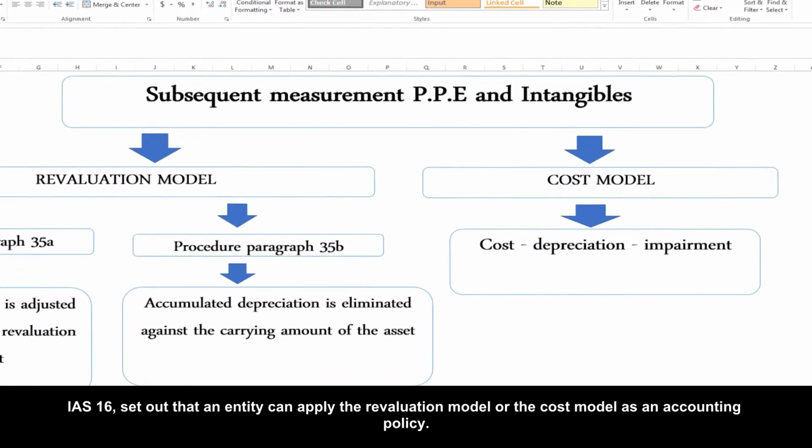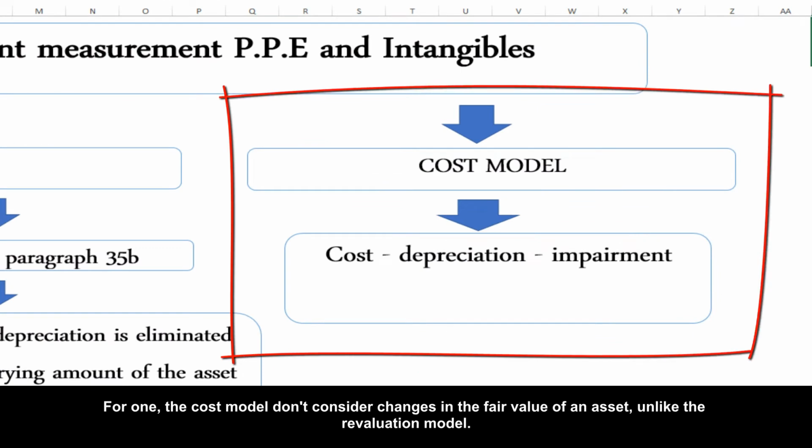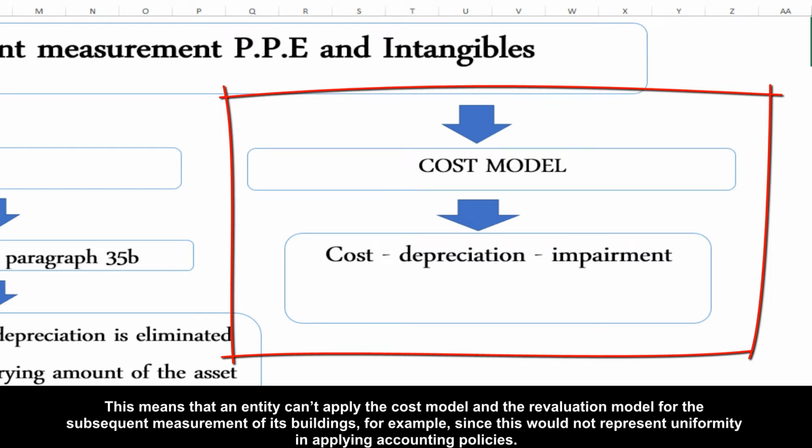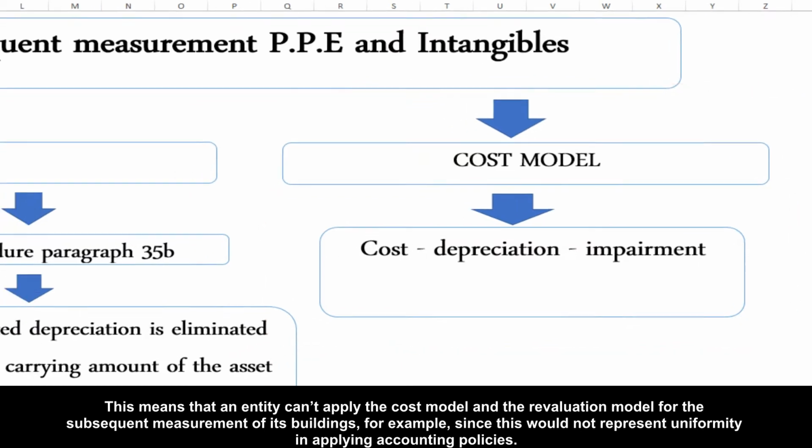policy. For one, the cost model doesn't consider changes in the fair value of an asset, unlike the revaluation model. It is important to say that the use of each model must be carried out respecting the class of assets. This means that an entity can't apply the cost model and the revaluation model for the subsequent measurement of its buildings, for example, since this would not represent uniformity in applying accounting policies.